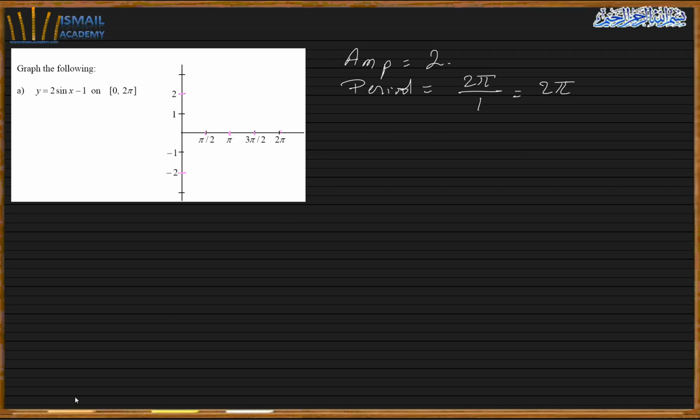So first I'm going to draw 2 sine of x. Then the minus 1 is the shifting, which is vertical shifting. So I'm going to shift it vertically down by 1. So first I will draw this one. It starts from 0, moves to 2, crosses 0, goes down to minus 2, and goes back to 0. So it's going to look like this. Sorry for the drawing, but it gives you the idea.